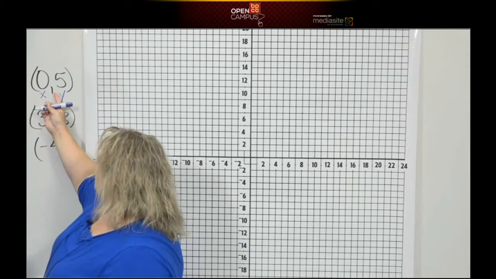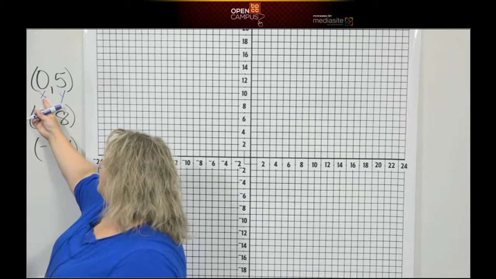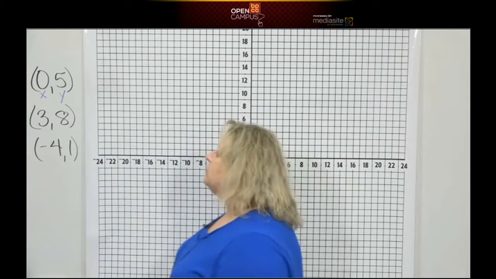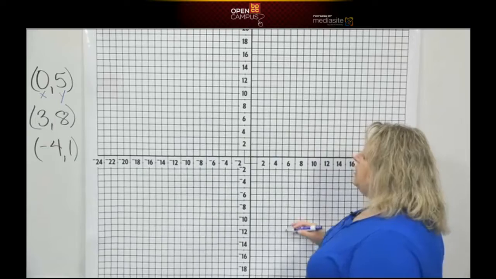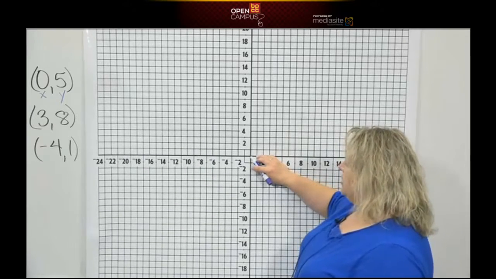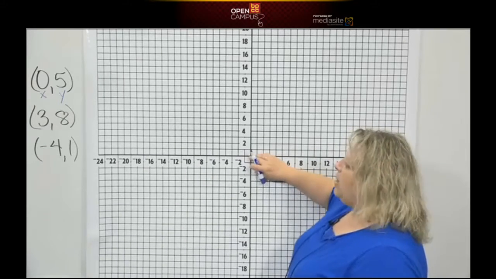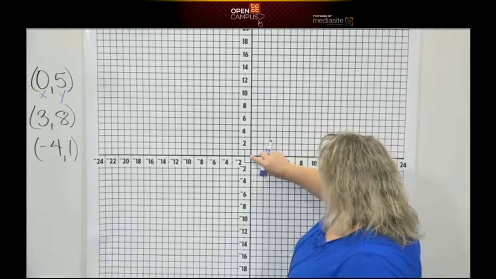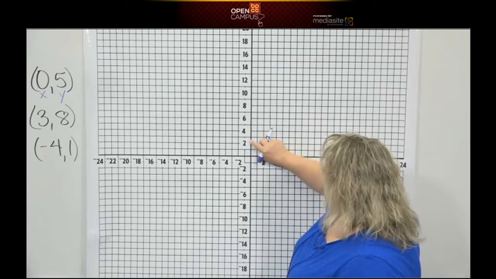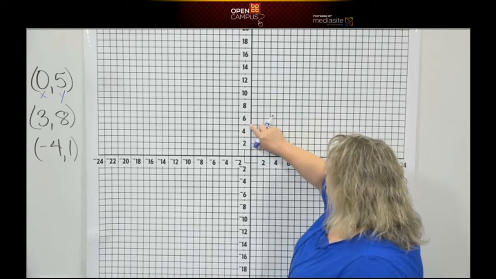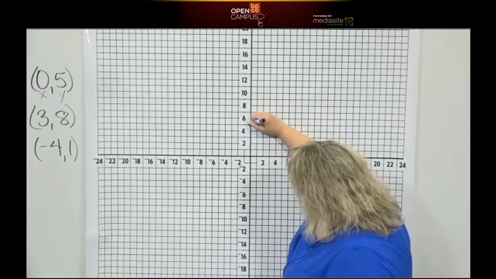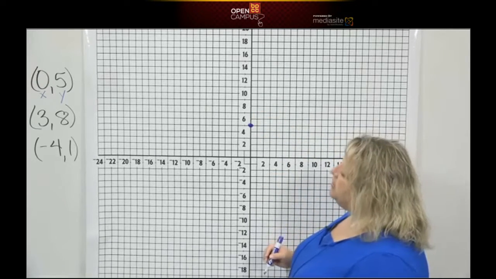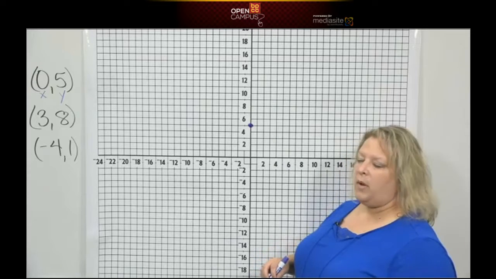So to plot your point, you're going to start at the origin, and I'm going to move over to the right 0 or left 0, and I'm going to move up or down, whatever the y value is. So I start at 0, here's my origin. I don't move left to right because it's a 0, okay? But I do move up 5, so let's count. Up 1, 2, 3, 4, 5. And I'm going to put a point right there. There's my first point.